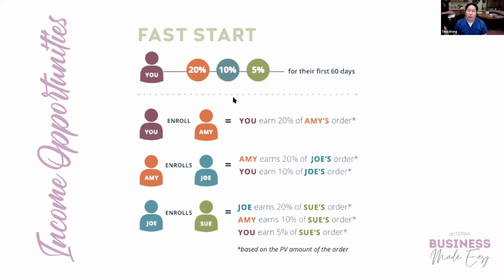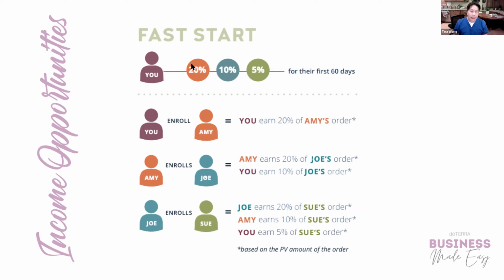Okay, so this is one of the ways you make money. You have multiple income opportunities with doTERRA. This is not called Power of Three, I'm sorry, this is called Fast Start. With Fast Start, you are making 20% of your new customers' orders for their first 60 days. When they enroll, you get 20% on the enrollment, and if they order the second month, you get 20% of what they order. Every new customer you enroll, you get Fast Start, if you have your 100 product volume in your cart.